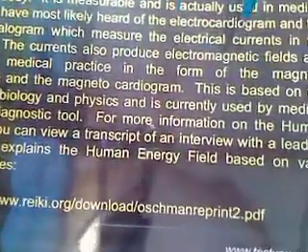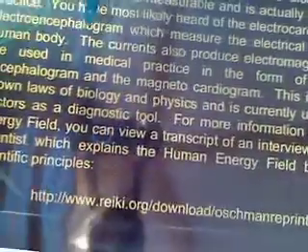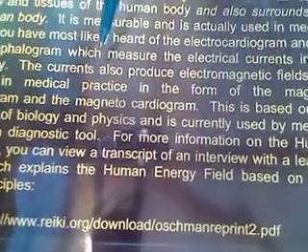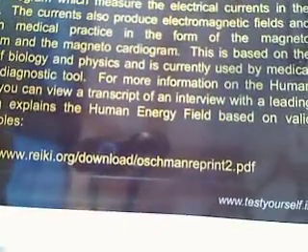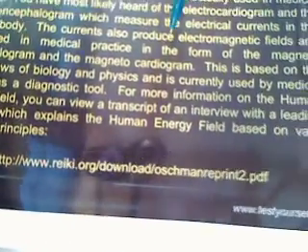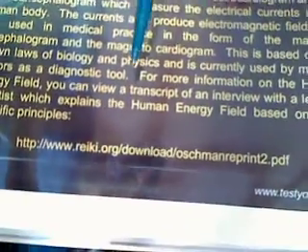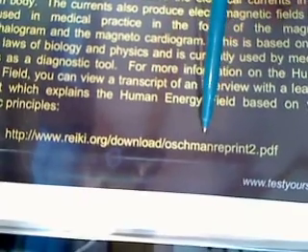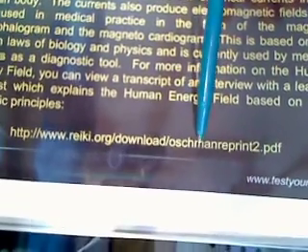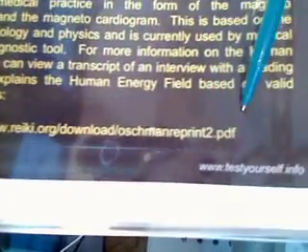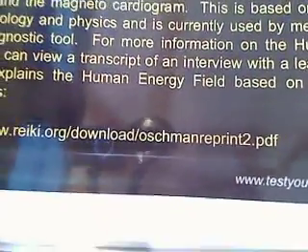And these currents also produce electromagnetic fields and are used in medical practice in the form of the magnetoencephalogram and the magnetocardiogram. This is based on known laws of biology and physics, and it's currently used by medical doctors as a diagnostic tool. If you would like to have more information on the human energy field itself, you can view this transcript of an interview with a leading scientist which explains the human energy field, and it's based on valid scientific principles. So if you would like, at the end I can get you this web link so you can take a further look into it.